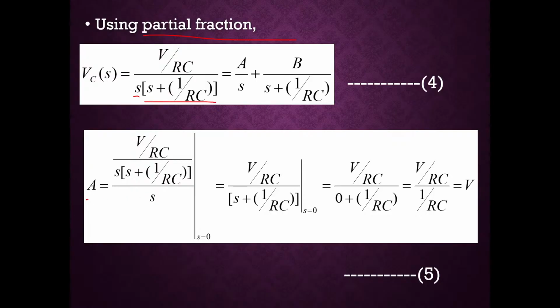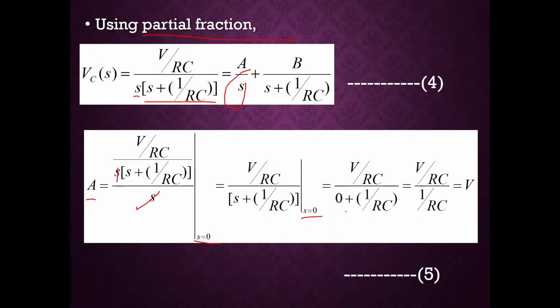Let's determine the A value. So what is our term? V by Rc by S into S plus 1 by Rc, whole multiplied by S, since the denominator of A is S. So S cancels at S equal to 0. At S equal to 0 the denominator is 0, so S cancels. What is left over is V by Rc by S plus 1 by Rc at S equal to 0. So substitute S equal to 0 in this expression.